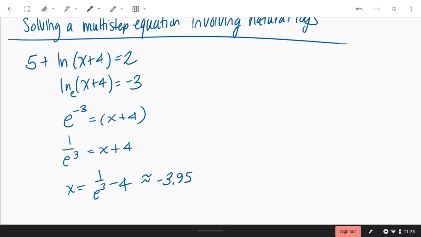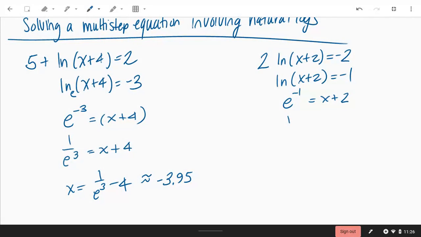Okay, we can do another one. See if we can get one a little bit different. 2 times the natural log of x plus 2 equals negative 2. So in this case we can divide by 2. So the natural log of x plus 2 is negative 1. e to the negative 1 then would be x plus 2. So that's 1 over e. And then subtract the 2. Okay, and you should get about negative 1.63. Okay, just make sure you round correctly when you put in your answer.